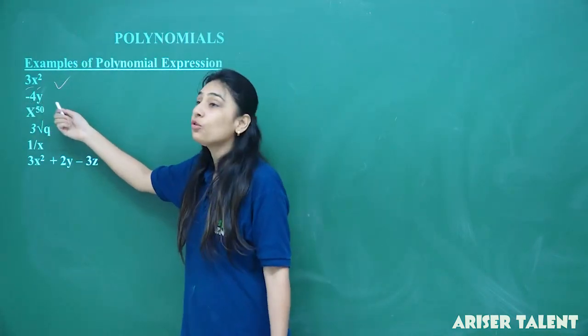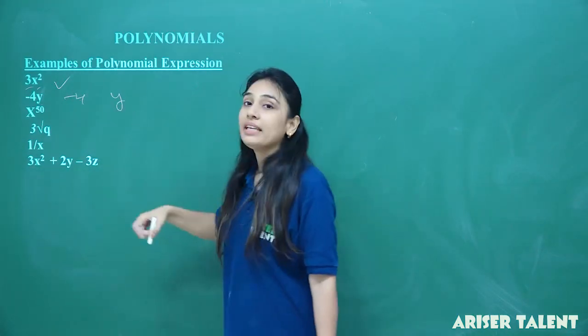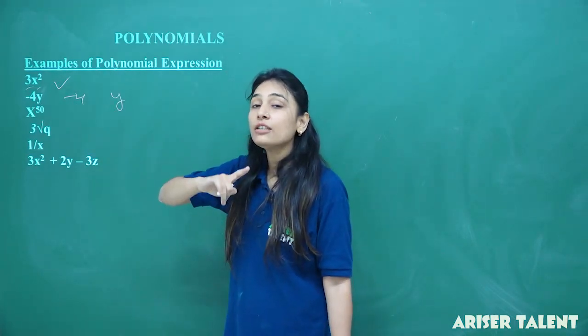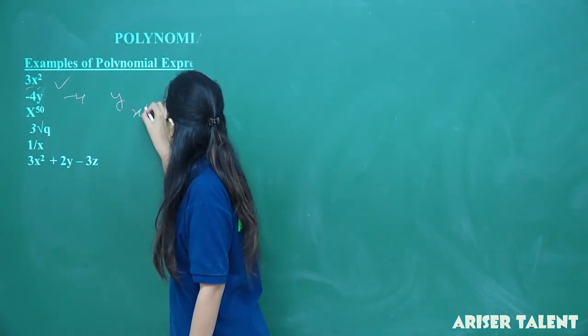Then minus 4y. Now minus 4 is constant and y is variable. So it is the coefficient. We will call the constant the coefficient. So minus 4 is the coefficient and y is the variable. Now x power 50.